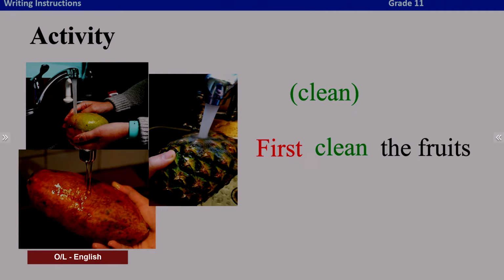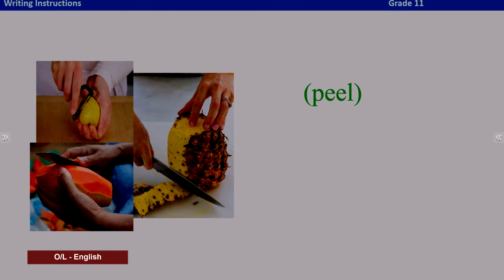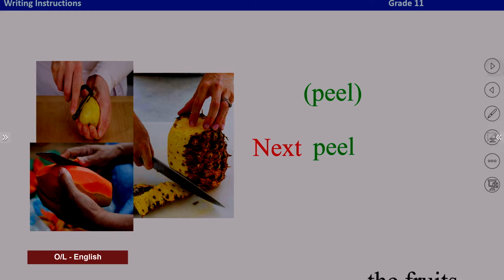Now let's see the second one. So this is the second step. The verb peel is given here. So you have to start the sentence with a sequence word. So this is the second sequence word you have to use. Next. Next you have to peel. Peel what? Peel the fruits.